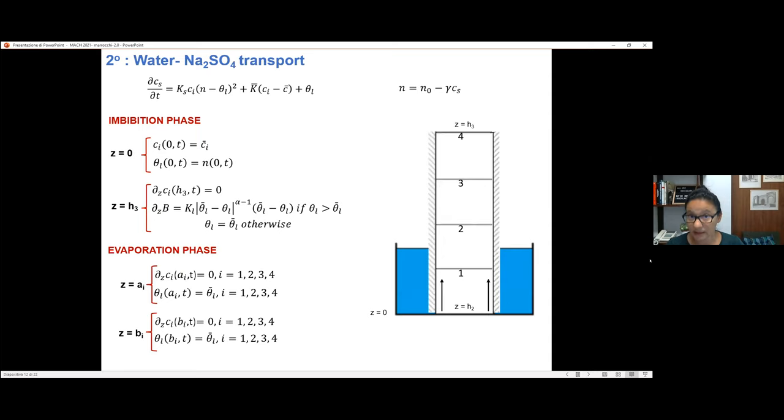This is the model for the water and sodium sulfate transport, of course. And here are the equations reported. Again, we treated the setup represented here to measure the distribution of salts.